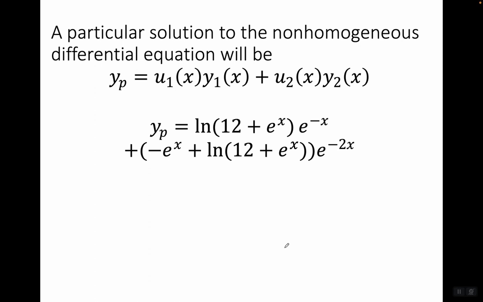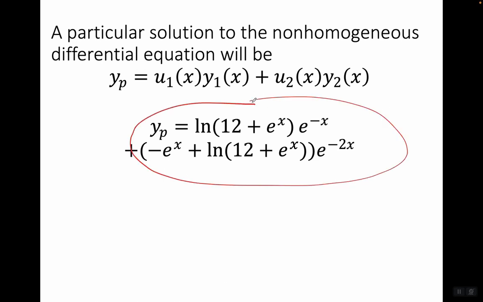So the particular solution to the non-homogeneous differential equation looks like this: y sub p is u1 y1 plus u2 y2. Let's plug in the stuff we know. So that's going to be natural log of 12 plus e to the x times e to the negative x, plus negative e to the x plus natural log of 12 plus e to the x times e to the negative 2x.